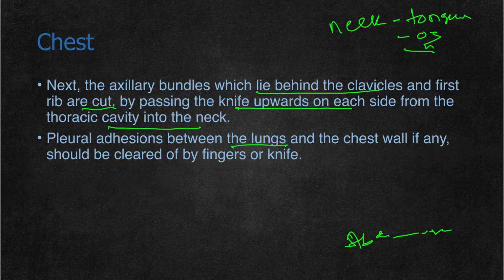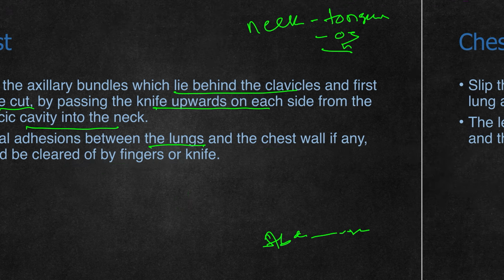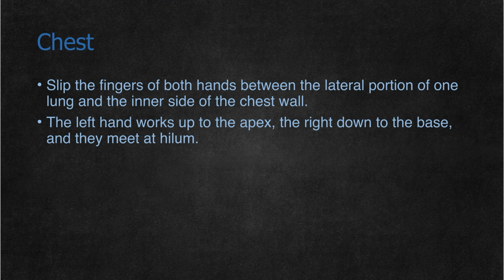Pleural adhesions between the lungs and the chest wall, if any, should be cleared off by the fingers and knife. So, now the chest organs have to be separated. Behind the pleura, any adhesions present between the pleura and the ribs have to be separated. A knife is useful, passing the knife on each side from the thoracic cavity to the neck to separate the adhesions. Then the fingers are slipped between the lateral portion of the lung and the inner side of the chest wall.